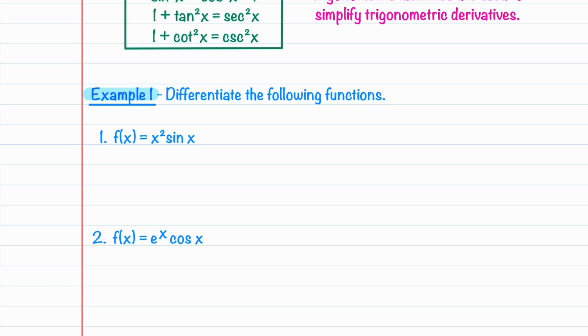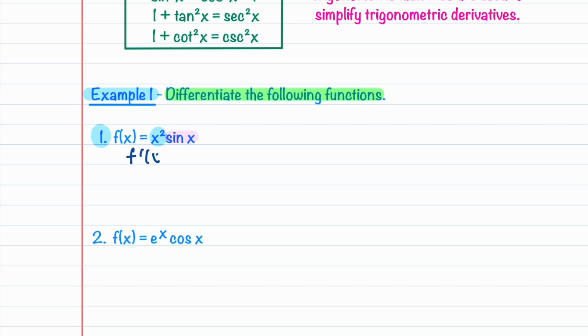Let's now walk through some examples where we are going to differentiate the following functions. In our first example, we have f of x is equal to x squared times sine x. Notice that this function has 2 pieces, the x squared piece and the sine x piece. So when we take the derivative, we are going to have to use the product rule. Let's go ahead and do that.